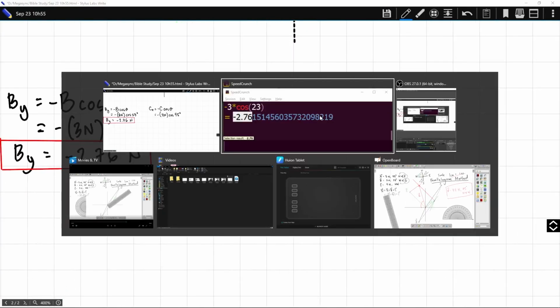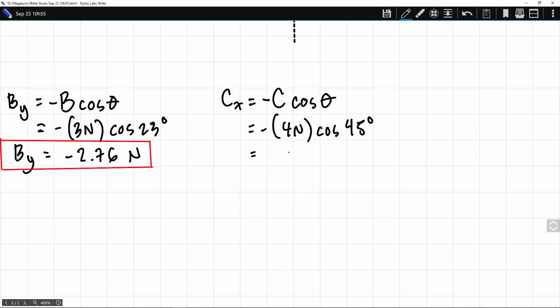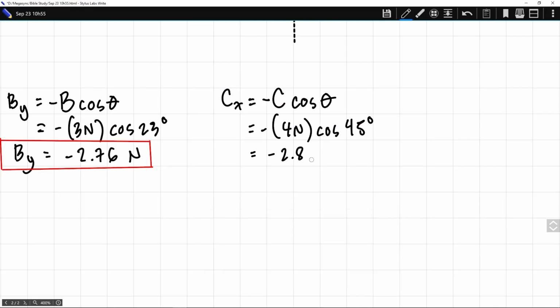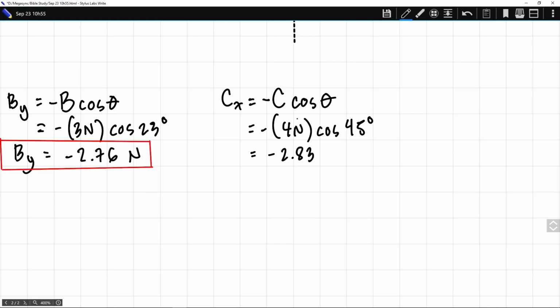So using our calculator, okay, we got a value of negative 2.82. So negative 2.82. Round off, 2.83. And we'll take the unit of our magnitude, Newton. So that is C sub x. So this is our x component for vector C.